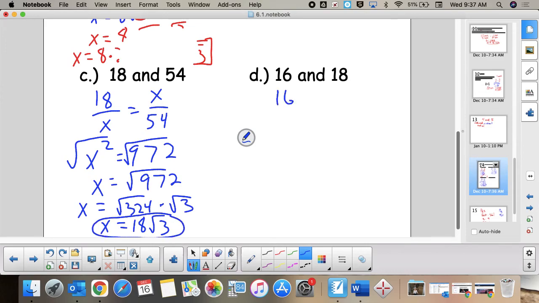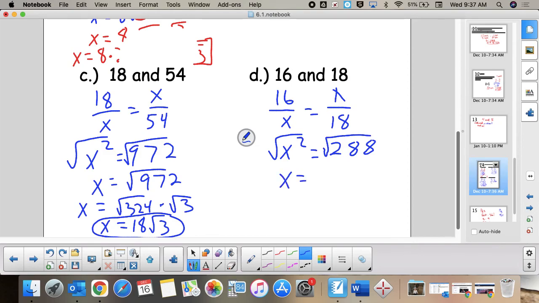Last one then. We had 16 over x and x over 18. Cross multiply, x squared equals 16 times 18, which is 288. Then we take the square root of each side. Looking for a perfect square that goes into 288, that perfect square would be 144. 144 times what? That is 2. So we get x equals the square root of 144, which is 12.